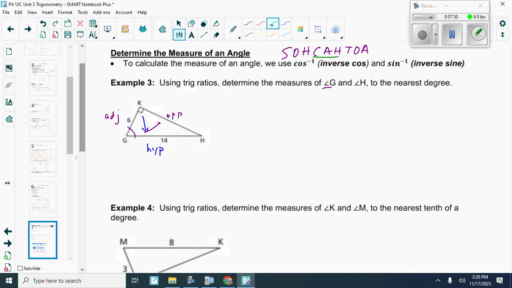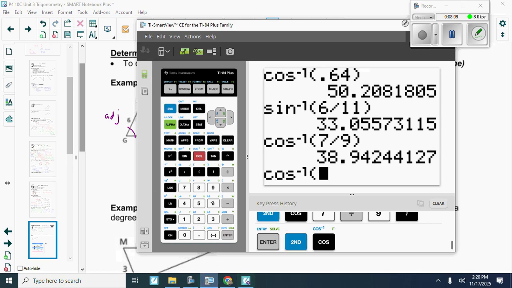Okay, so in this case, we're going to say that cos angle G is equal to adjacent over hypotenuse. So cos G is equal to, now we're going to substitute in, our adjacent is 6, our hypotenuse is 14. We want to get G all by itself. So to get cos to the other side, we're going to do the inverse cos. That's how we do angles. Inverse cos of 6 divided by 14.